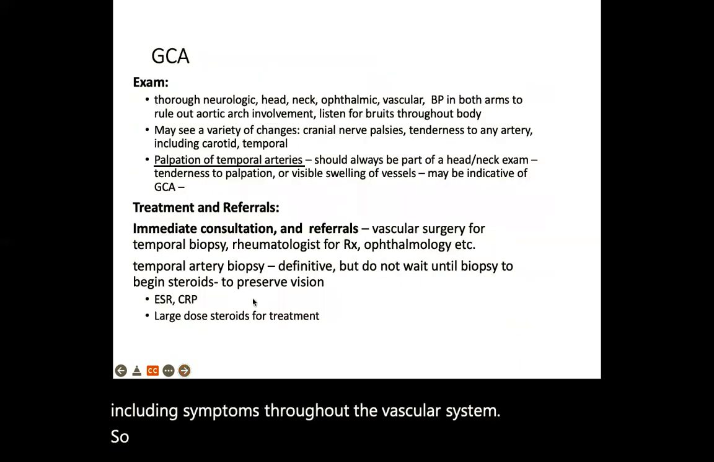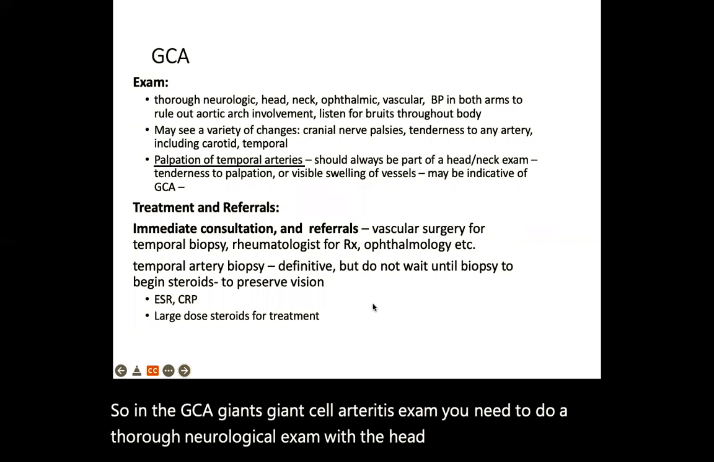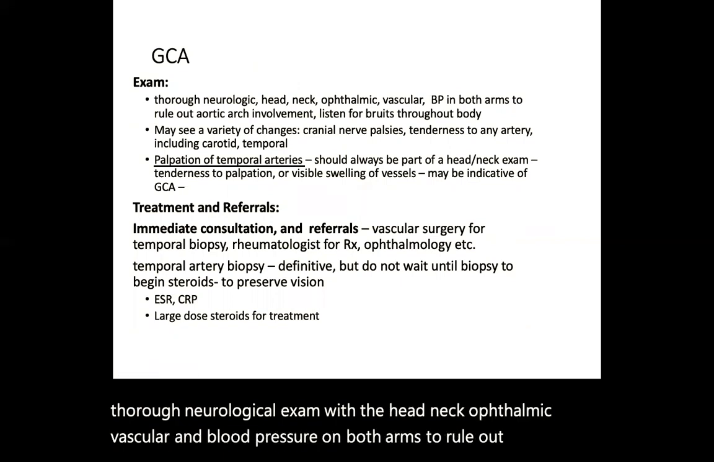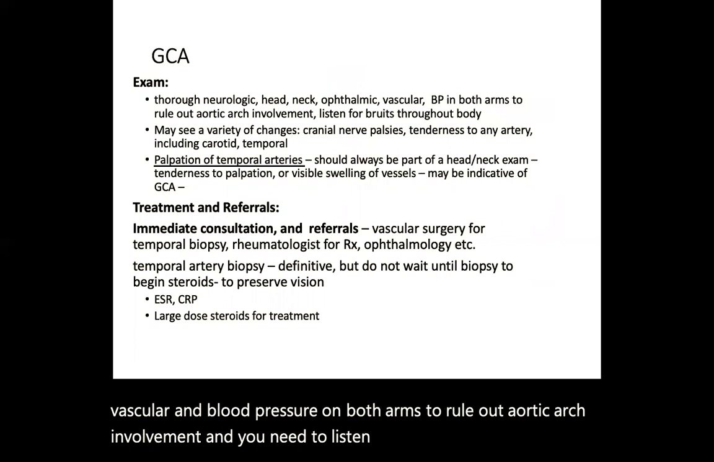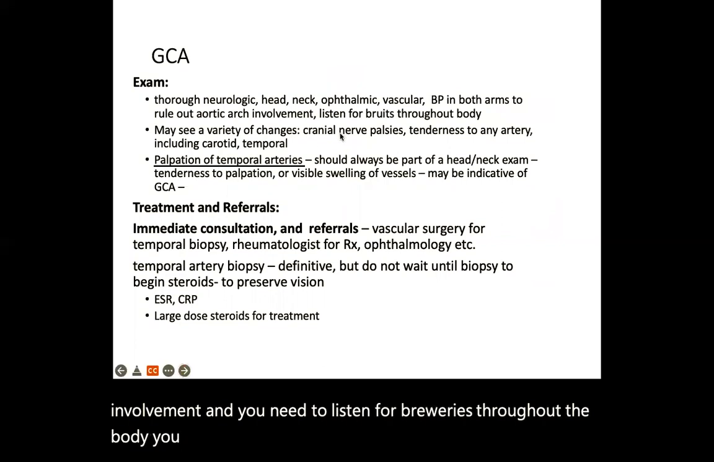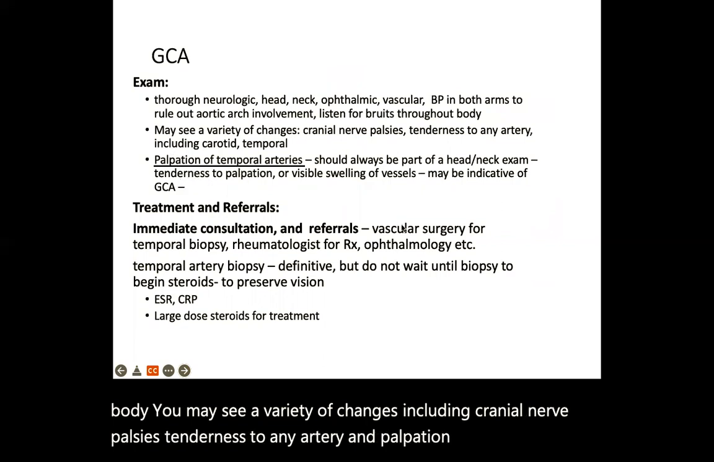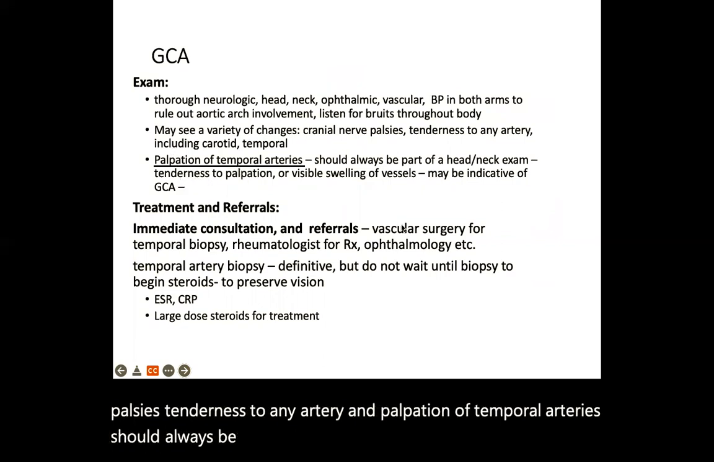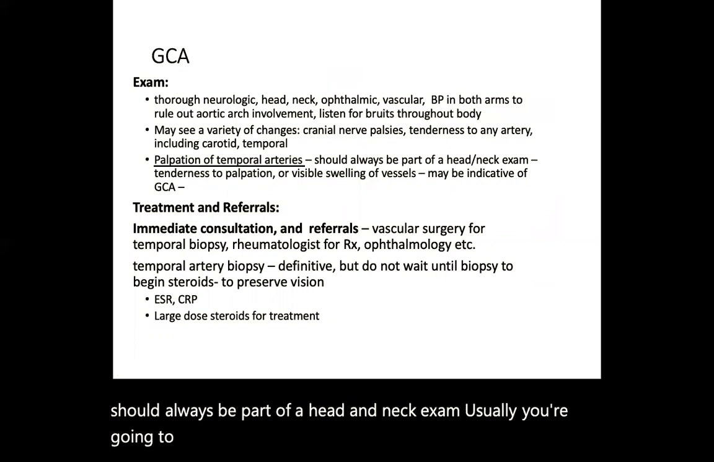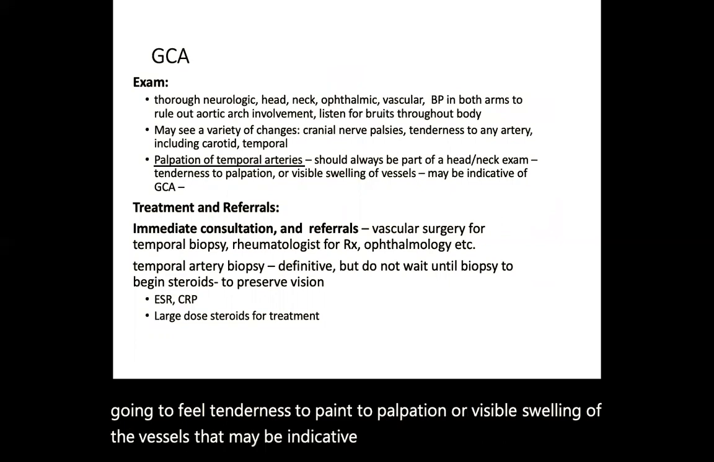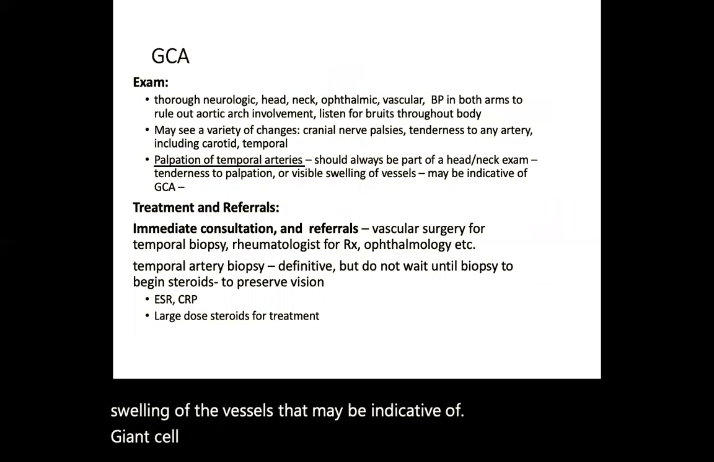So in the GCA exam, you need to do a thorough neurological exam of the head, neck, ophthalmic, vascular, and blood pressure in both arms to rule out aortic arch involvement. And you need to listen for bruits throughout the body. You may see a variety of changes, including cranial nerve palsies and tenderness to any artery. Palpation of temporal arteries should always be part of a head and neck exam. Usually you're going to feel tenderness to palpation or visible swelling of the vessels. That may be indicative of giant cell arteritis. Remember, you need to palpate, you need to touch your patient.